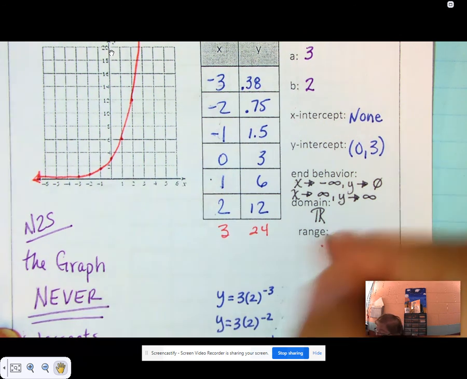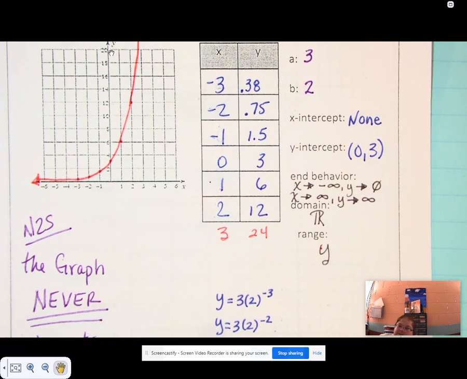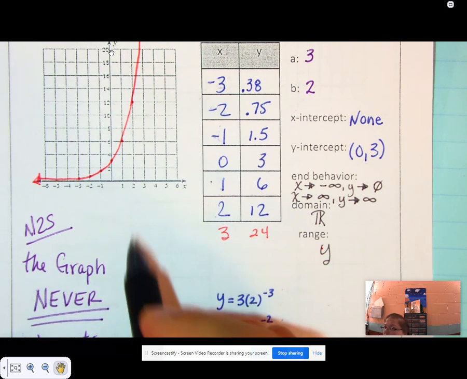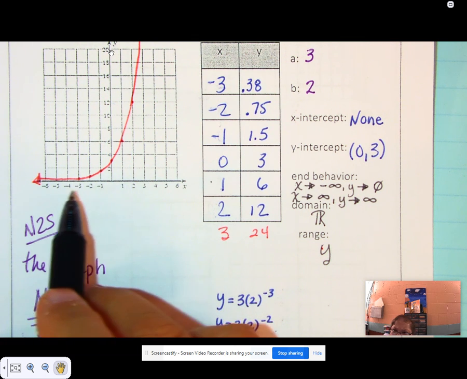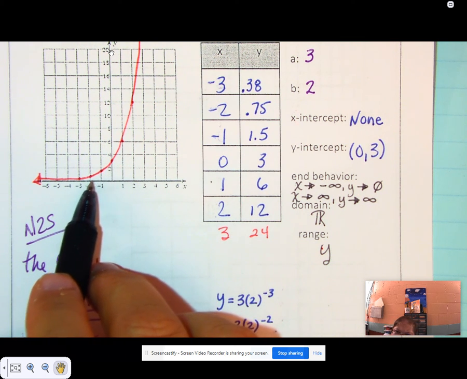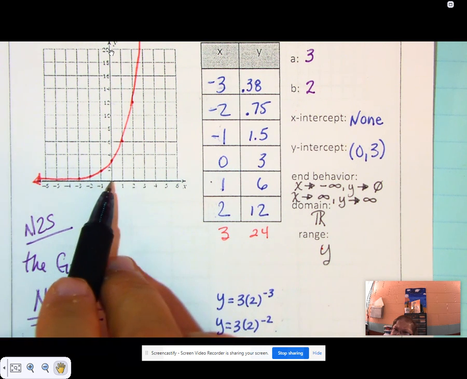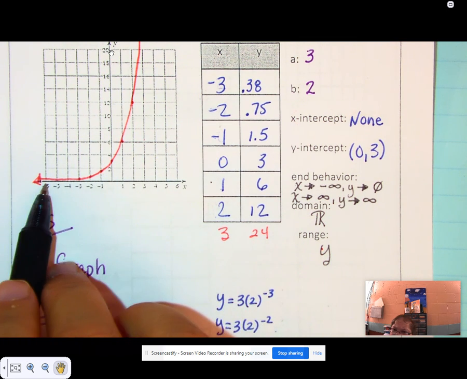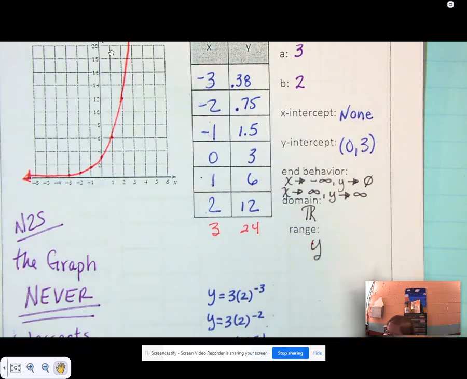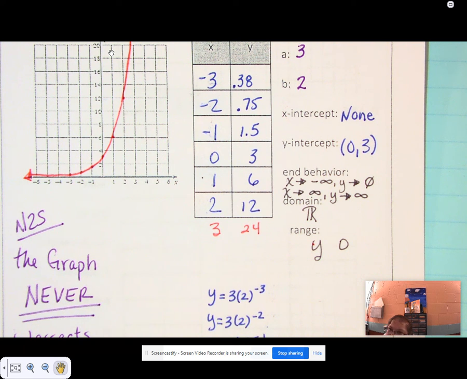The range: where do the y values begin? It's going to get so close to that x-axis, but it's never going to touch it. So what is the lowest y value for this graph? Well, it's going to be 0. We're not going to get there. That's the lowest y value for this graph.